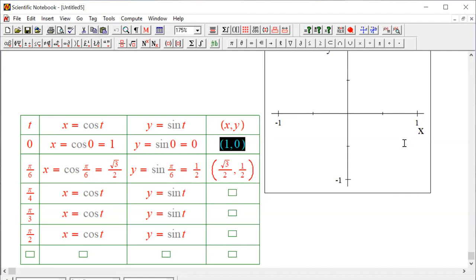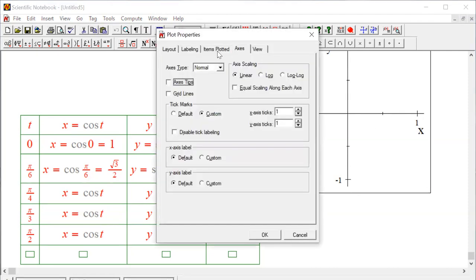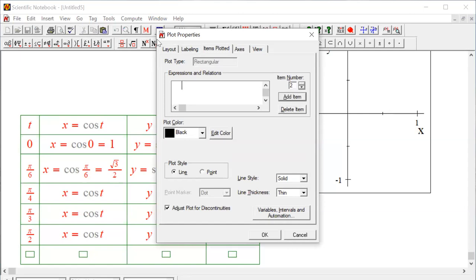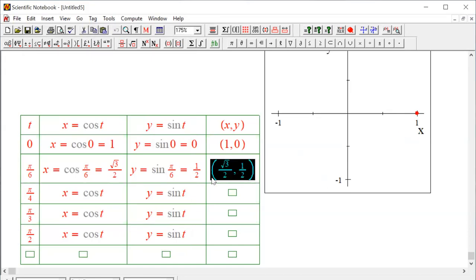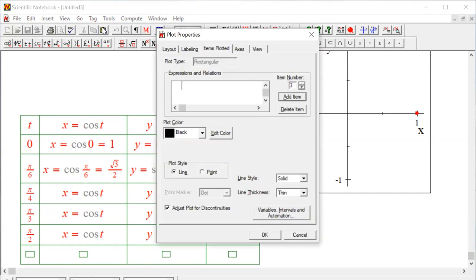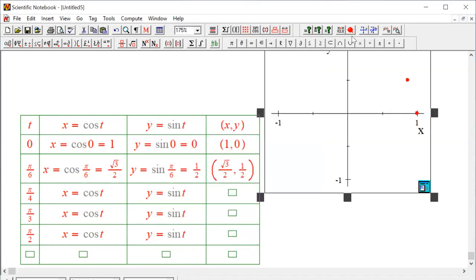1, 0. The dot, right? So what's the next one? First dot, second dot. So this curve, right? We're getting a unit circle, but in this direction. In this direction, it keeps going. So that's the circle we're about to get.